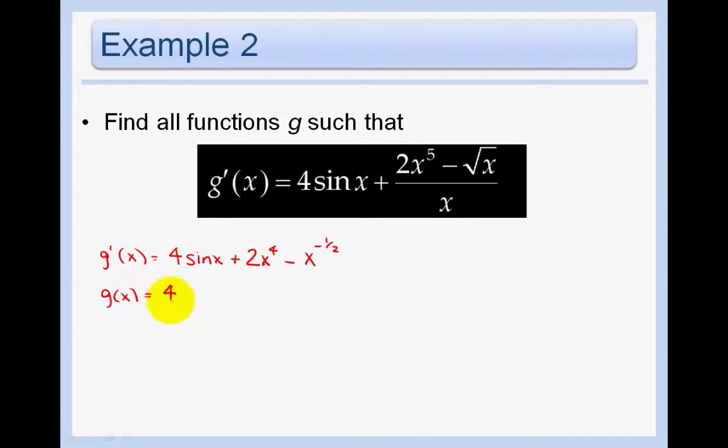Pull the constant out, and the antiderivative of sine is negative cosine. The antiderivative of this would be two times 1/5 x to the fifth minus, so what I tend to do is I just add 1 onto the exponent, so negative 1/2 plus 1 is 1/2, and then I just kind of do the reciprocal over there because I want to undo whatever I did, so when I multiply these two I get 1. And then I need my plus c. And that's the answer.